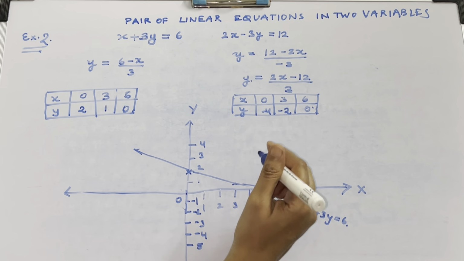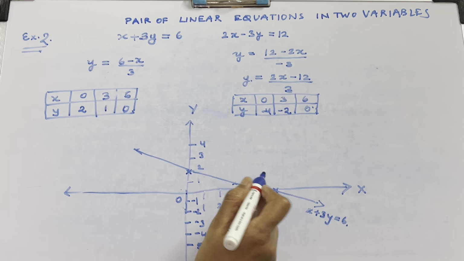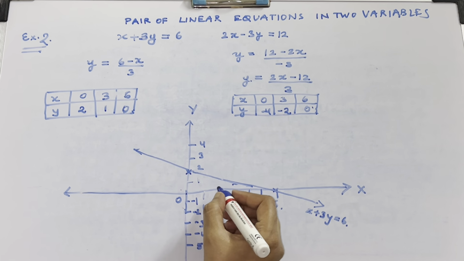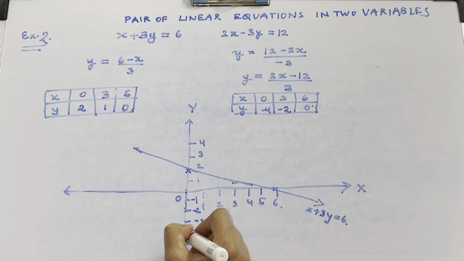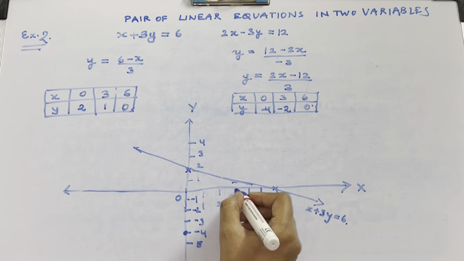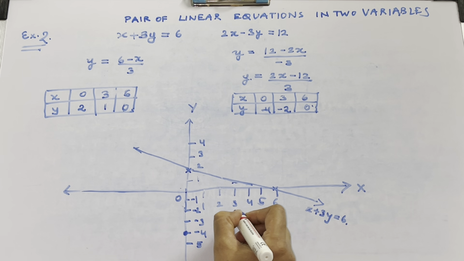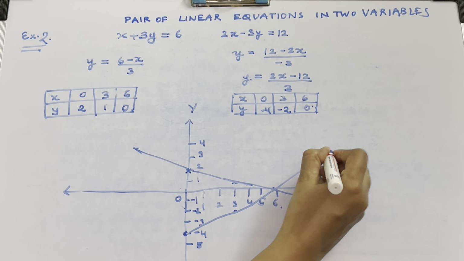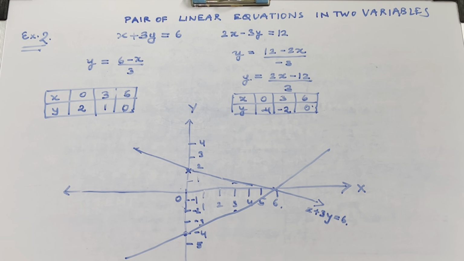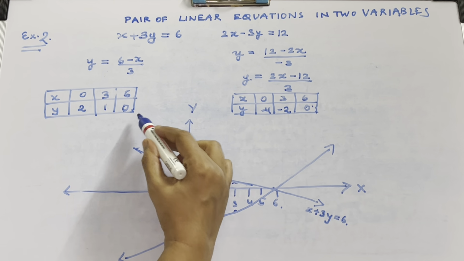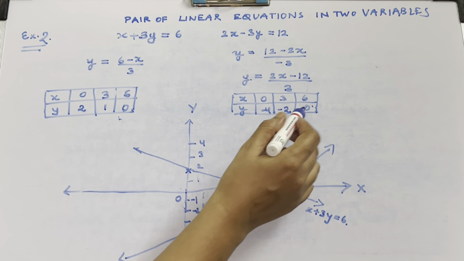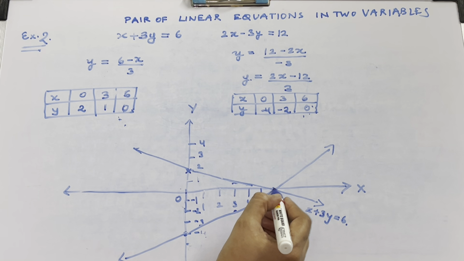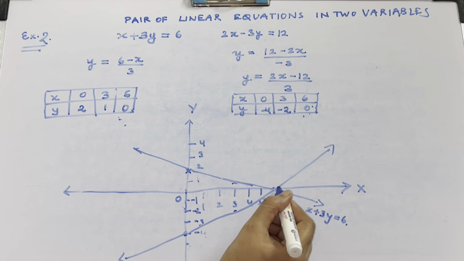Now let us plot the second set of values. The second set of values are 0 and minus 4. So 0 and minus 4 is here. 3 and minus 2 is somewhere here, and 6 and 0 is again here. So if we join, we get this as a line, and you can easily see from your values also that 6 and 0 is the common solution for both the equations. So these two lines are intersecting at the point 6, 0.